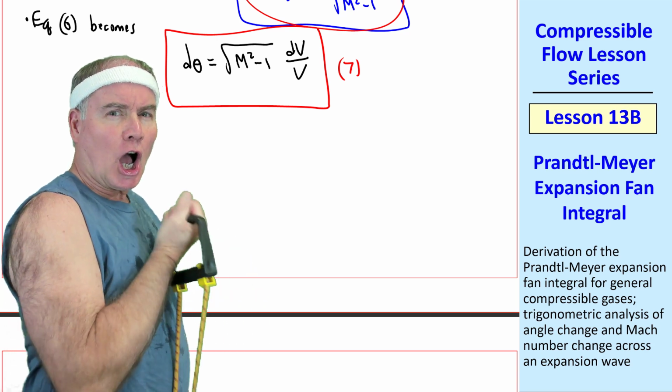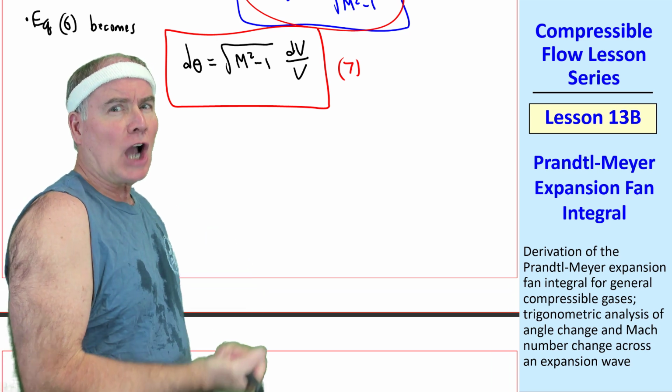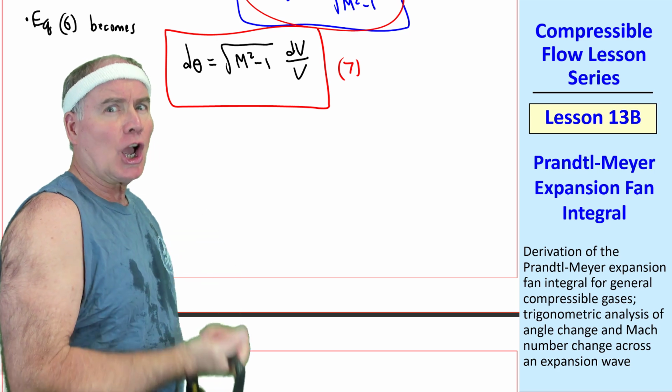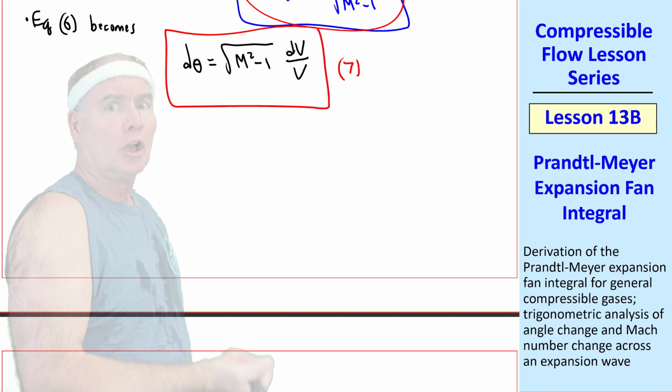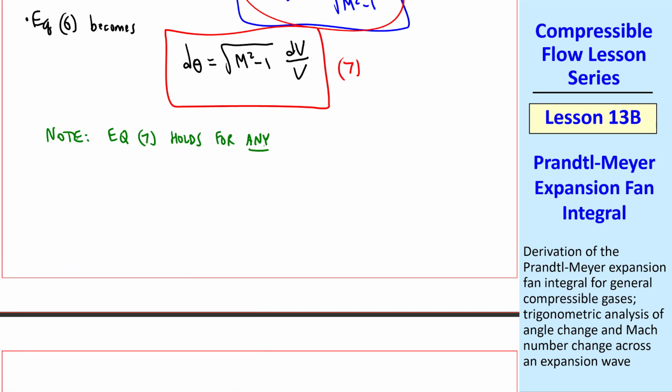Hey Doc, I didn't see that you used the ideal gas approximation anywhere in this analysis. Great observation, Arnold. Equation 7 holds for any 2D supersonic flow, even for a non-ideal gas. As Arnold pointed out, we never used the ideal gas approximation in this derivation.